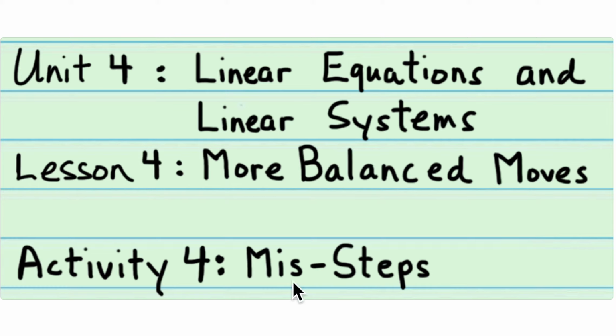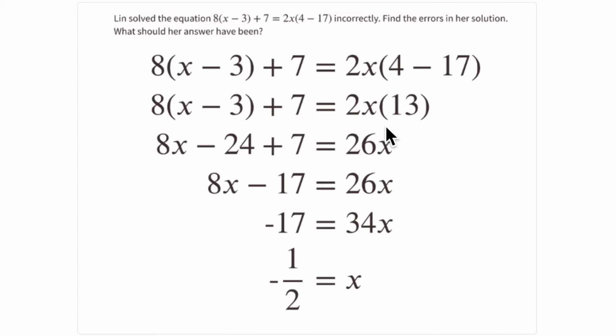This is activity 4, Missteps, which is the cool down activity for lesson 4, More Balanced Moves. In this activity, you're supposed to find the errors that Lynn makes as she solves this equation. Lynn solved the equation incorrectly. Find the errors in her solution. What should her answer have been?